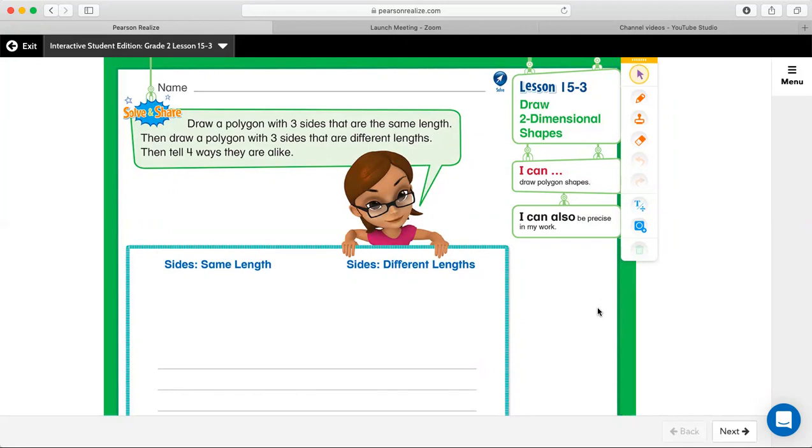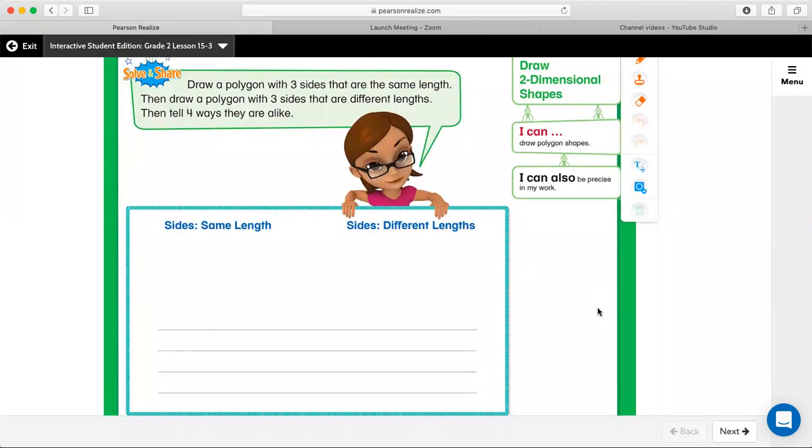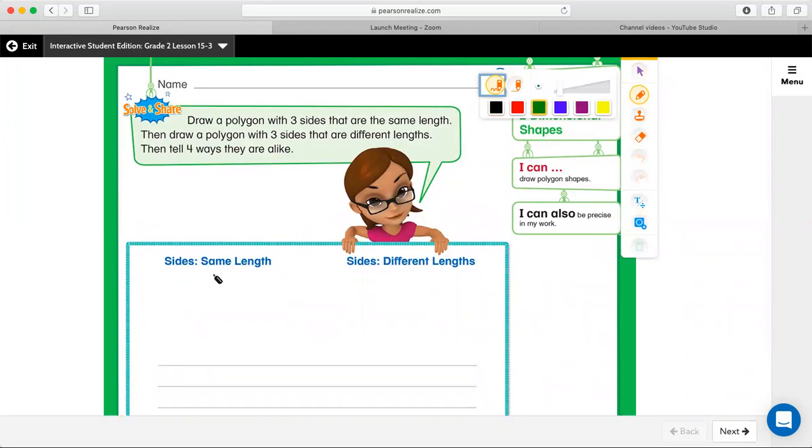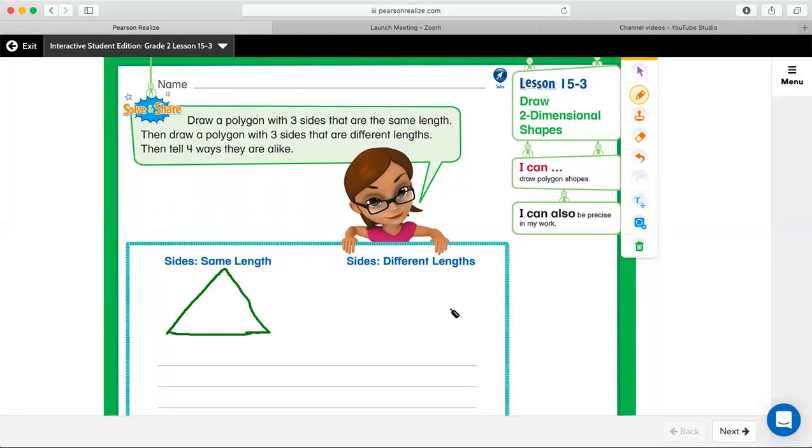So we are going to talk today about just drawing different kinds of shapes and describing them or comparing two different shapes. So our first one here is draw a polygon with three sides that are the same length. So we know that a polygon with three sides is going to be a triangle, okay? And we're going to make the triangle as best as we can with three sides that are the same. I can tell that this one is not quite the same. I am doing this on a laptop, so it's not going to be as perfect as maybe what you're doing on your paper, but just try your best.